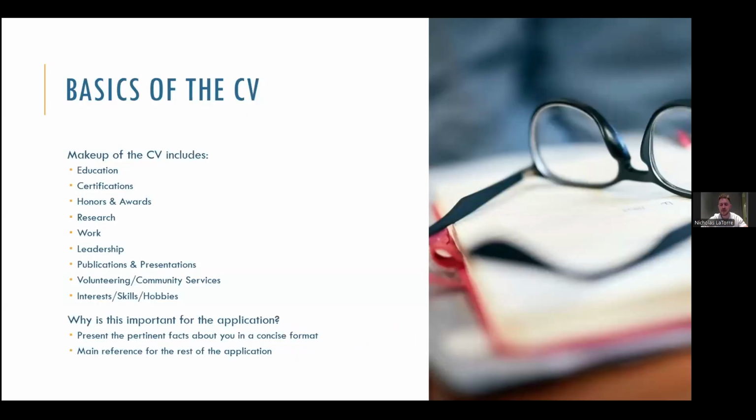The basics of the CV include this makeup of core areas that we would recommend. You might see some differences depending on students' experiences coming in, such as teaching experience or other honed-in areas, but these would generally capture everything we want to focus on. Then, transcribing over to what the residency application focuses on: your education, certifications, honors and awards, and experiences broken down into research, work, leadership, and volunteering and service.